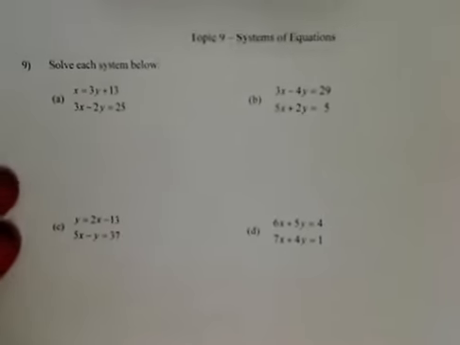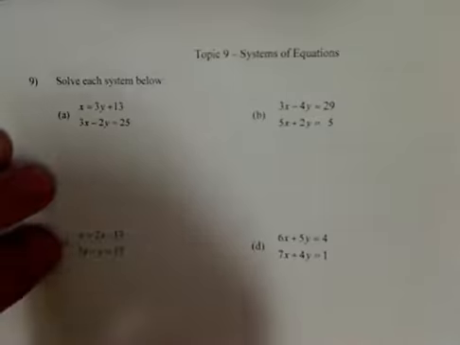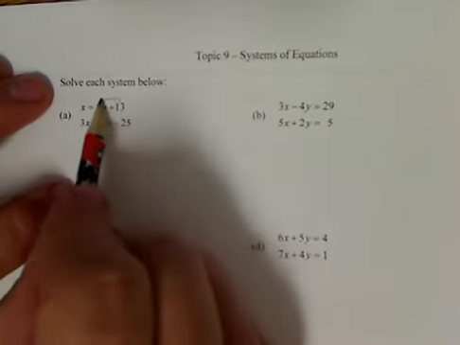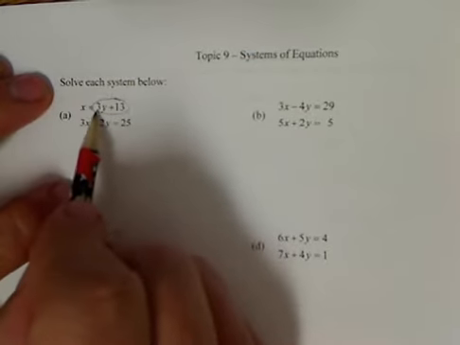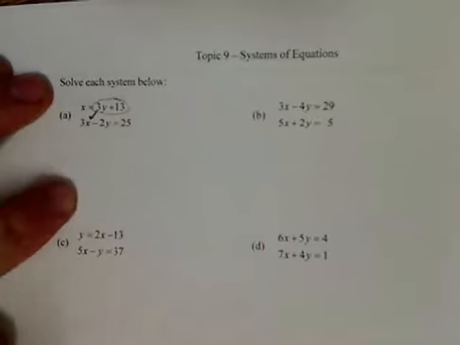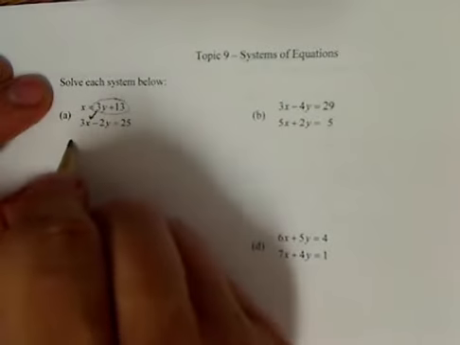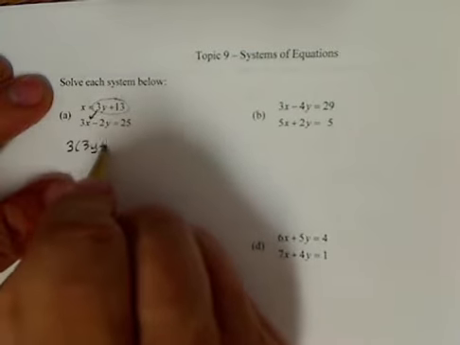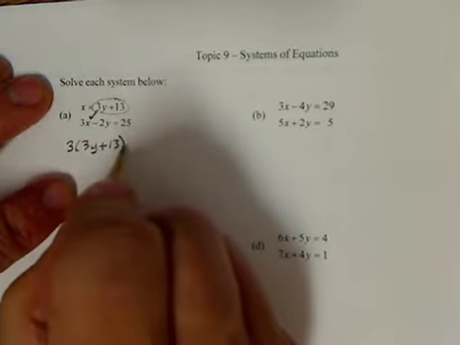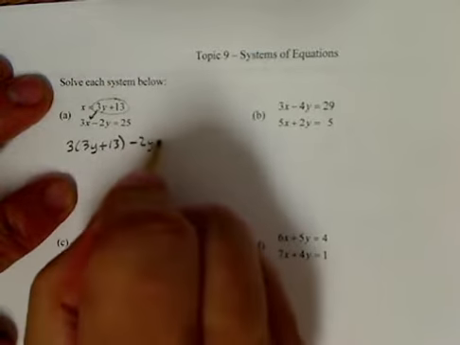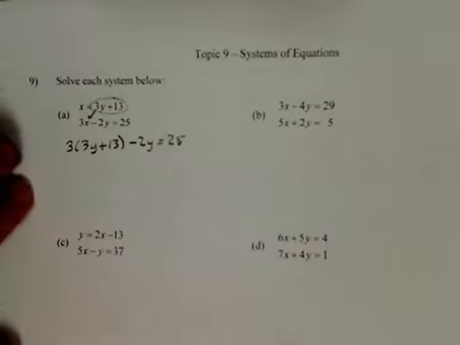Okay, so we have 2 different methods for working with these. One method is called substitution. This method works best when you have either the equation written as x equals or y equals, or it's easy to solve for x or y. So in this case, I've got x equals 3y plus 13. I can plug it in to this x right here. So I've got 3 times 3y plus 13 minus 2y equals 25. That was my substitution.